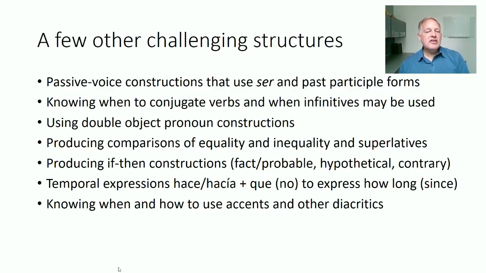All right, a few other things that I think are challenging, maybe for more like intermediate level students, right? Students who are moving up the proficiency spectrum, are passive voice constructions using ser in the past participle. For example, la novela fue escrita por Carlos Fuentes. Knowing when to conjugate verbs and when you can leave a verb unconjugated. There are several constructions or rules, right? Situations that involve not conjugating infinitives. Using double object pronouns, so things like me las, te lo, right? Nos, lo, things like that can be tricky.